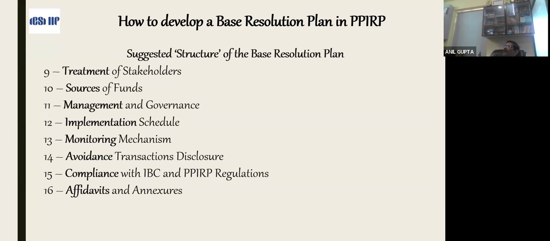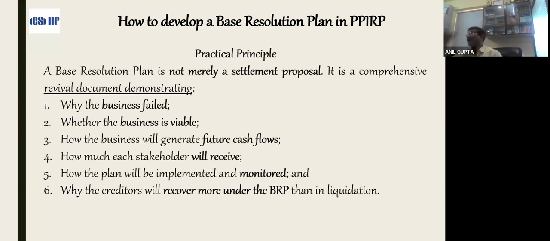And this is the chapterization and practical principle. I will discuss in detail about the practical principle.